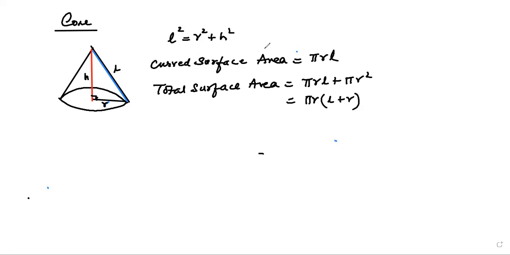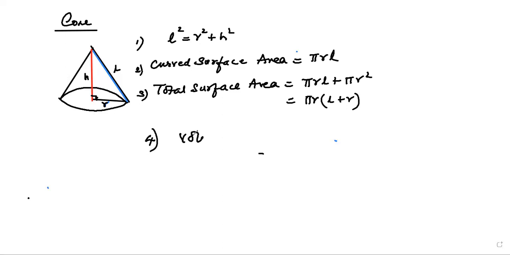Try to remember. Curved surface area is given by the formula pi r l. Total surface area should be a bigger number than the curved surface area. See how the bigger number is obtained. Same pi, same R, but here only L is written. Here I'm going to write L plus R so that it becomes a bigger number. Got it? So these are the three formulas right now. Now the fourth formula, children.